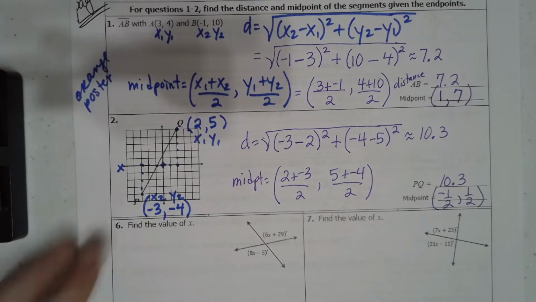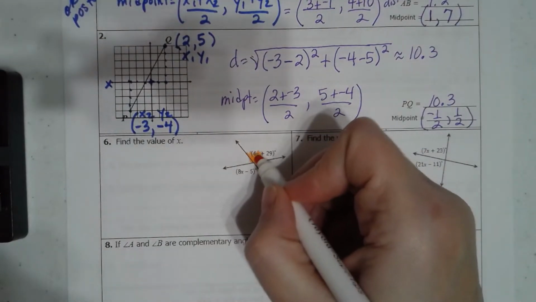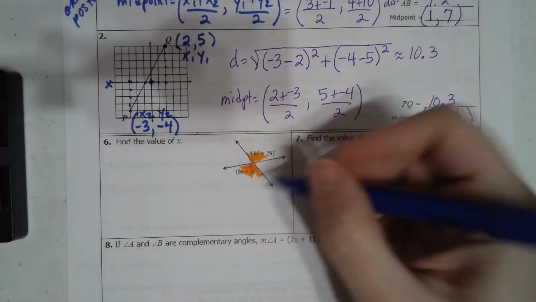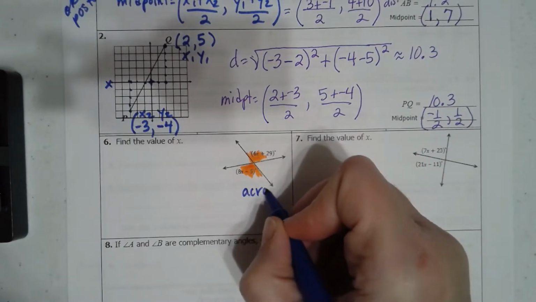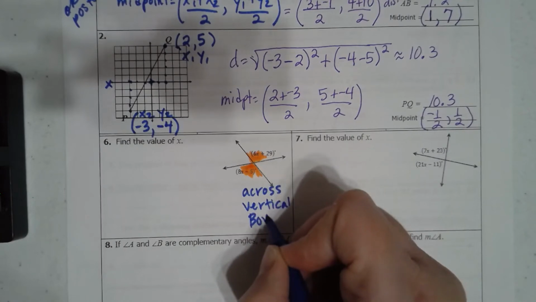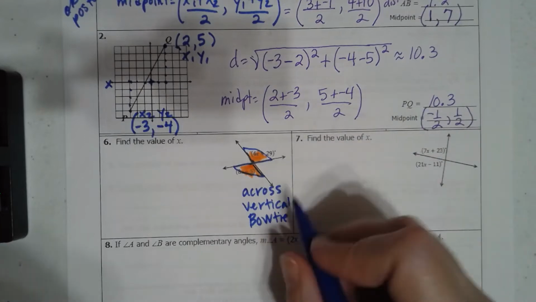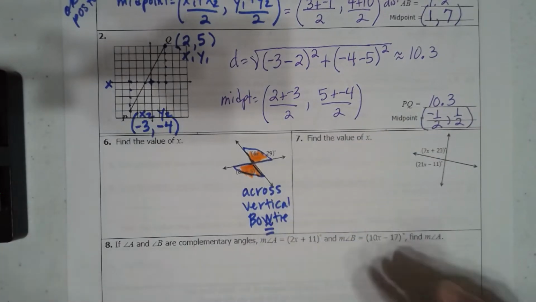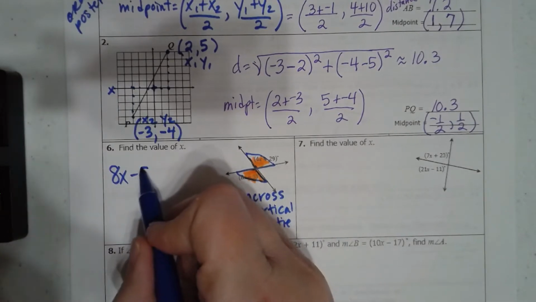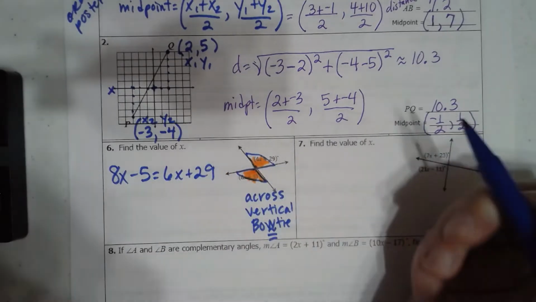Alright, let's switch over into some angle stuff. Number 6 says find the value of x. So we have an x value right here and an x value right here. What can you tell me about these two angles? They are across from each other. We call them vertical angles because they make a bow tie, a really kind of wide bow tie, but that's all right. And these are going to be equal, exactly the same. Now I just wrote over my numbers there, so I hope it says 8x minus 5 and 6x plus 29. I'm pretty sure that's what it says.